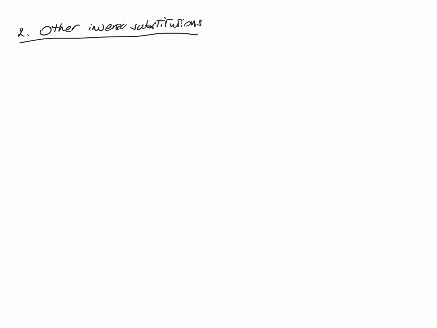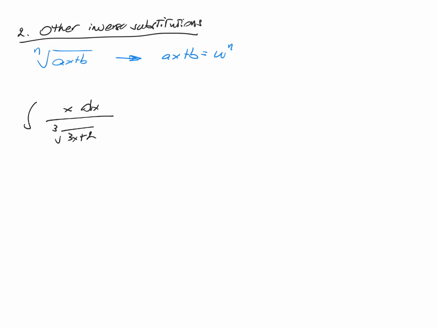The first substitution is used in cases where we have the nth root of ax plus b, so the nth root of a polynomial. In this case, what we do is set ax plus b equal to u to the power n. This will help simplify my expression by getting rid of the nth root. Calculate, for example, the integral of x dx divided by the third root of 3x plus 2, and then between the boundaries minus 1 over 3 and 2.